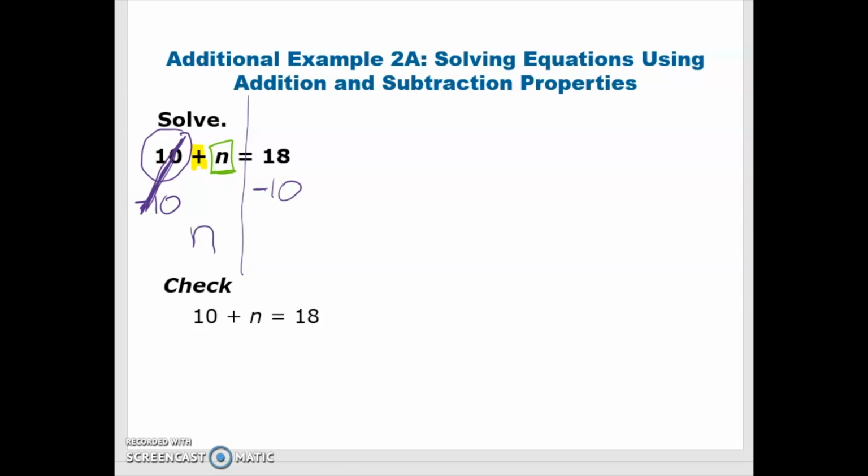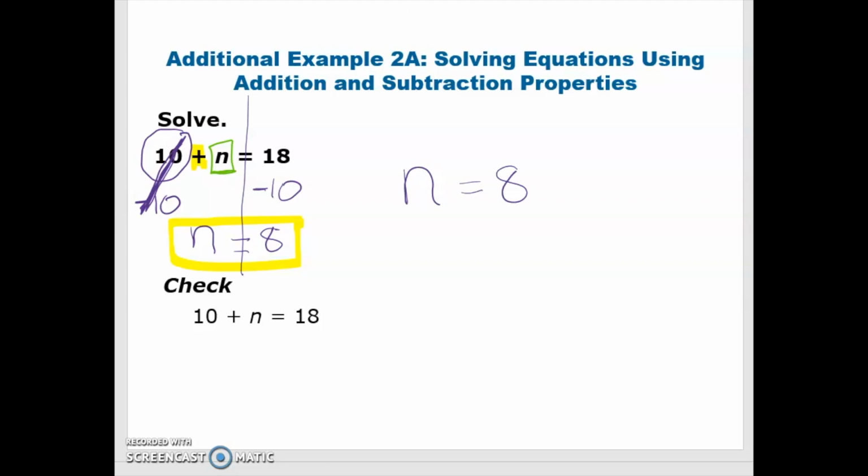Then we're going to go over to the right side and do the same thing. We're going to subtract. So 18 minus 10 is 8. And we put our equal sign in. So this is where it gets real important to understand that this is our answer. So our answer is n equals 8.